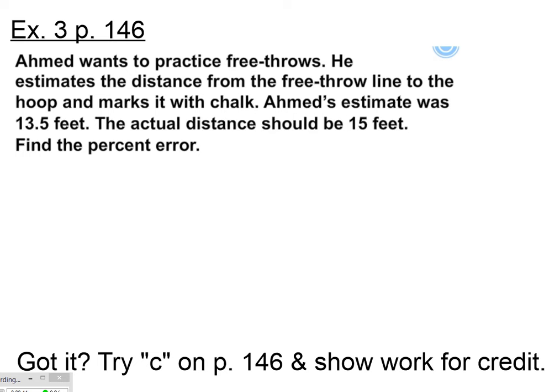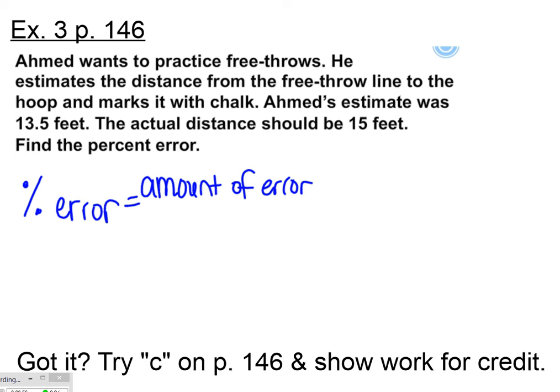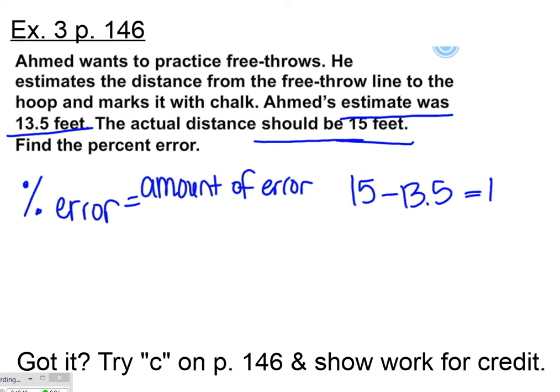So to find the percent error, first of all, we need to find the amount of error. To do that, we need to subtract. 15 feet was the actual. This is what it should be. But yet his estimate was 13.5. So I'm going to find the difference, and I always put the larger number first. 15 minus 13.5 is a difference of 1.5 feet.